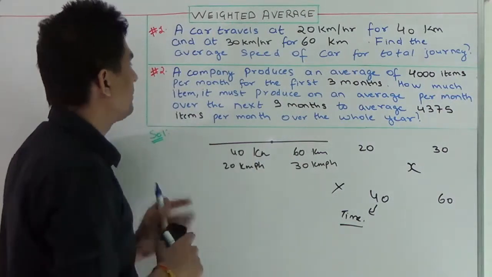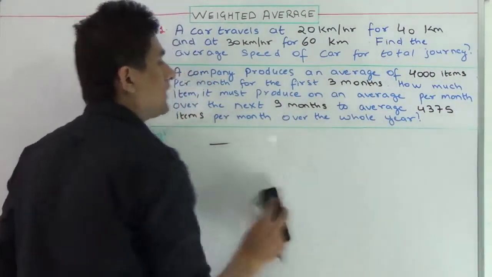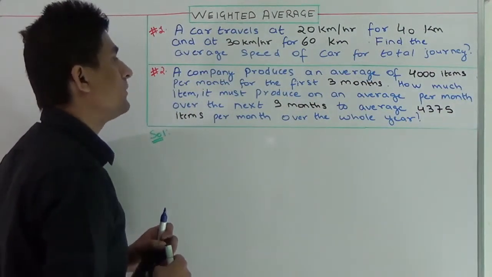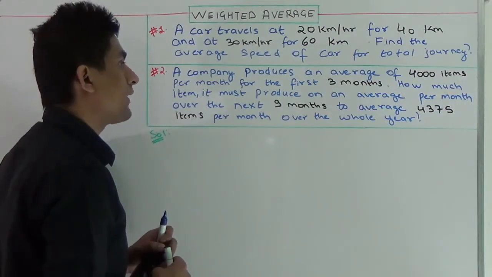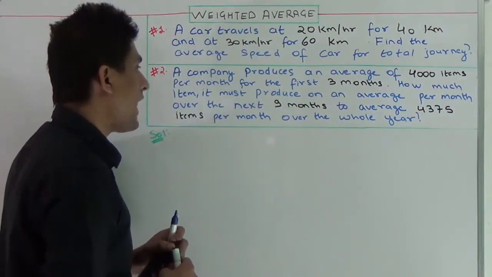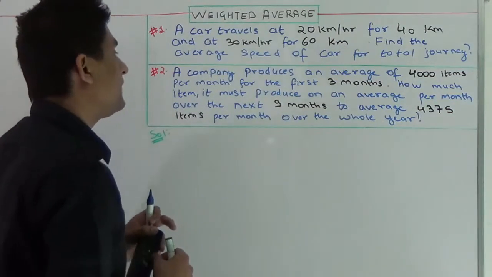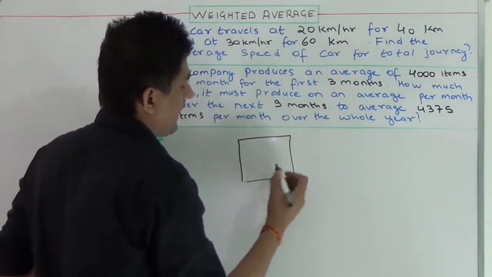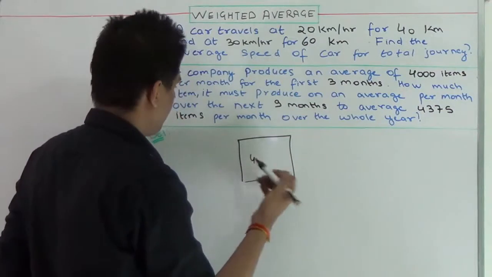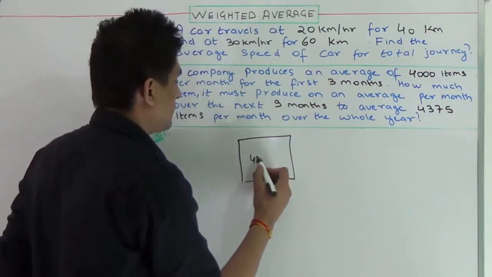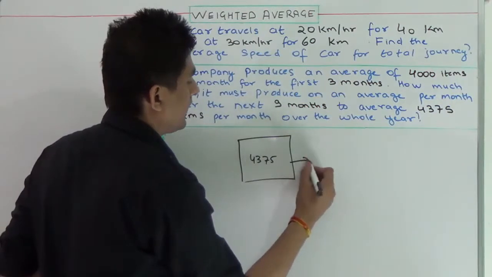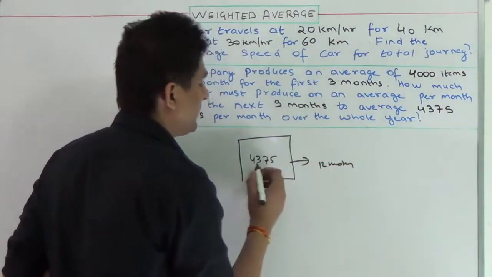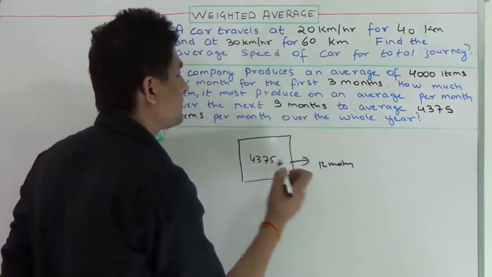Now I'm moving to the second question. Second question is, a company produces an average of 4,000 items per month for the first 3 months. How many items must it produce on an average per month over the next 9 months to average 4,375 items per month over the whole year? The question is, there is a company and it wants its average item production to be 4,375 per month over a year period, that is in a 12 months period.